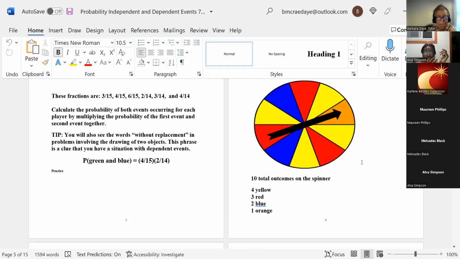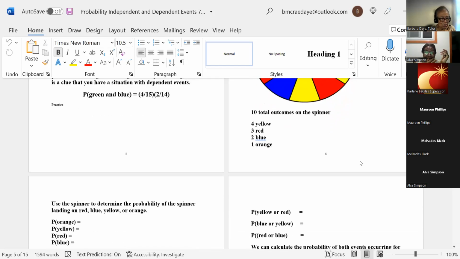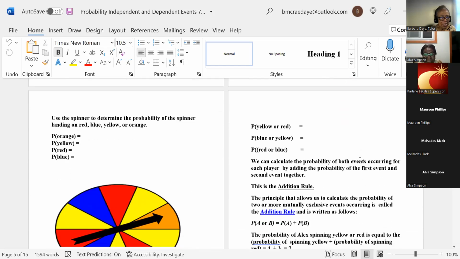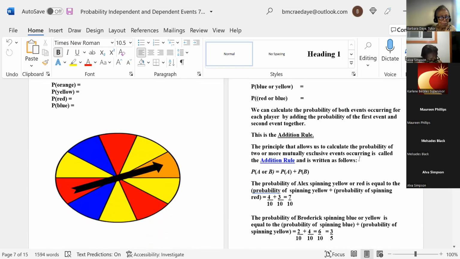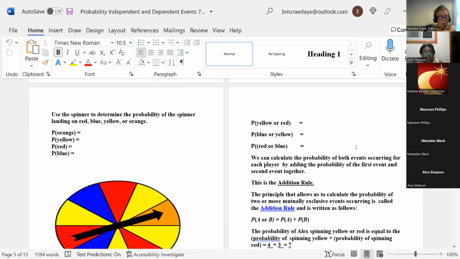What's the probability of getting a yellow? It would be 4/10. Very good. You got it. What about a blue? 2/10. And the red? 3/10. Very good. I just want to make sure you know the simple events, right? Now, if we said yellow or red, you get the probability of the red, the probability of the yellow, and then you add them. That's called the addition rule.